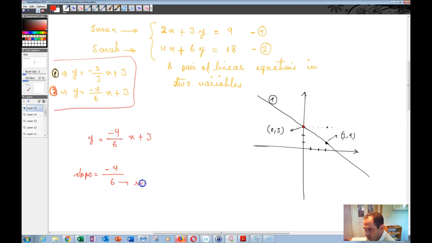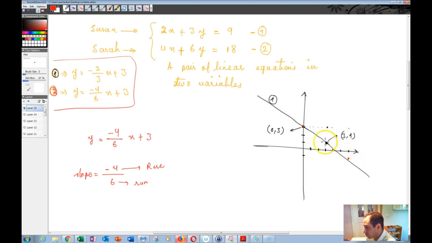So that means this is your run, this is your rise. For 6 units of run, you have -4 units of rise. So let's do 6 units of run over here: 1, 2, 3, 4, 5, and 6, and -4 units of rise would be somewhere over here. If I started at this point and ran for 6 units, I would end up over here. Then for that amount of run, I have -4 units of rise, so 4 units going downwards, 1, 2, 3, and 4, and I would end up somewhere over here.